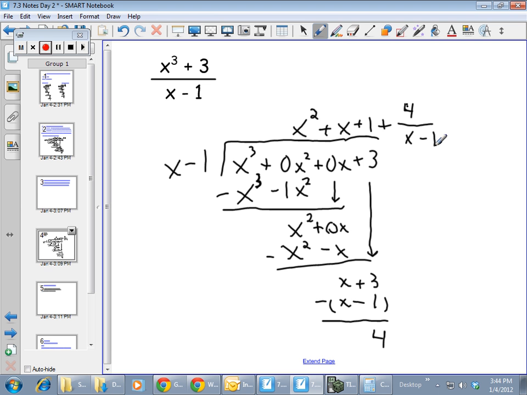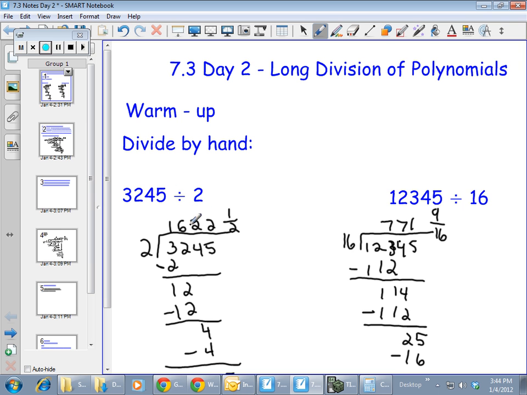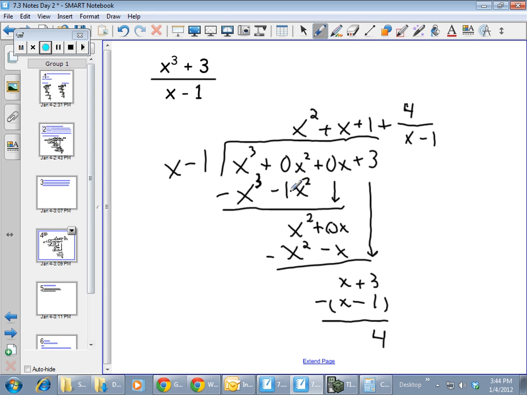So this is how we deal with remainders when it comes to dividing polynomials. So it's x squared plus x plus 1 plus this remainder, which is 4 over x minus 1. Very similar to, we'll go back to that first problem, where if it's dividing by 2, the 2 is the denominator on the fraction and the remainder is the numerator. Here, the 4 is the numerator and the x minus 1 is the denominator.